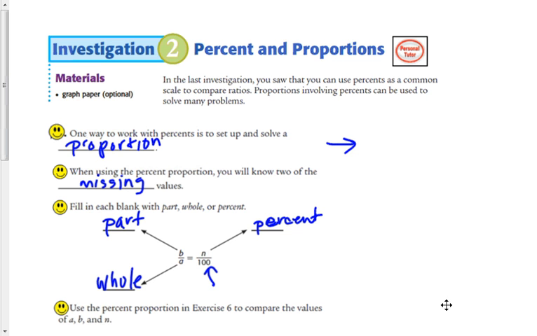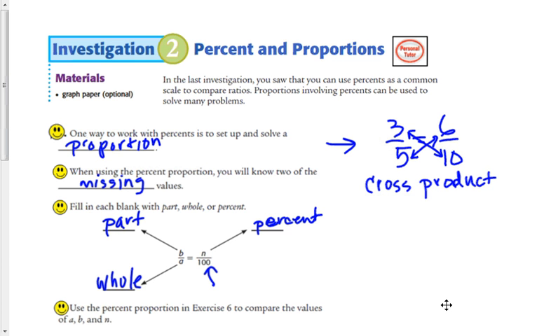So think about proportions. A proportion is when you have two equal ratios, like 3 over 5 is equal to 6 over 10. When that happens, some special things happen. Notice that 5 times 6 is 30, and 3 times 10 is 30, so we get the same product. What we say is that cross products are equal. And that allows us to find one missing value if we have the other three.